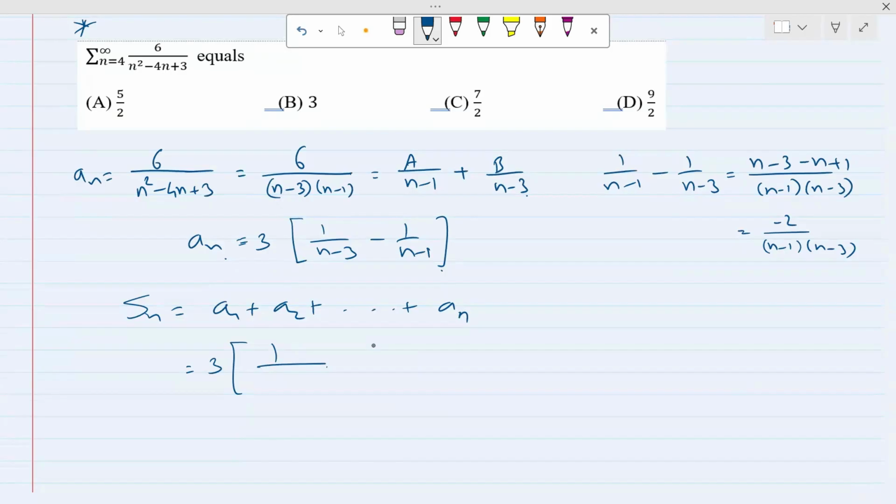Sorry, we want from A4 onwards. Summation n runs from 4 to infinity. First will be 4, 5, and so on. So A4 will be 1 upon 4 minus 3, that's 1 upon 4 minus 1, plus A5 will be 1 upon 5 minus 3 upon 5 minus 1.